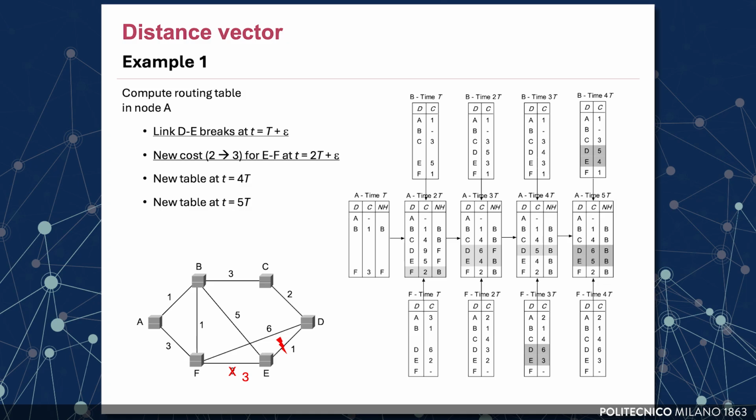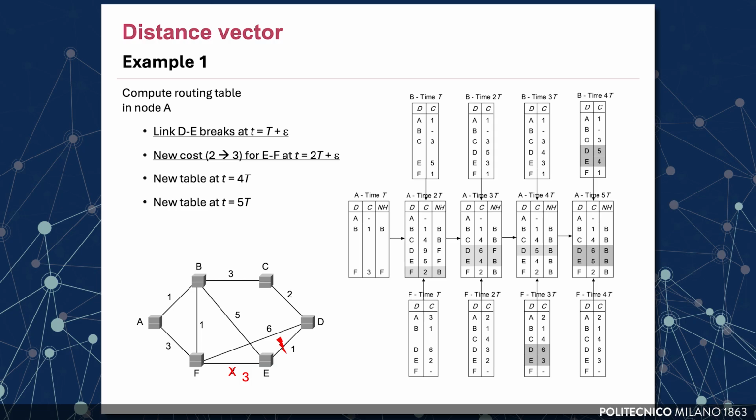At time t equal to 2T plus epsilon, the cost of the link between E and F increases from 2 to 3. These changes propagate through the network using the distance vectors. Each node updates its routing table based on the new information it receives from its neighbors. Looking at the sequence, at t equal to 2T, A uses vectors from B and F and still sees the old cost to D via F and E.